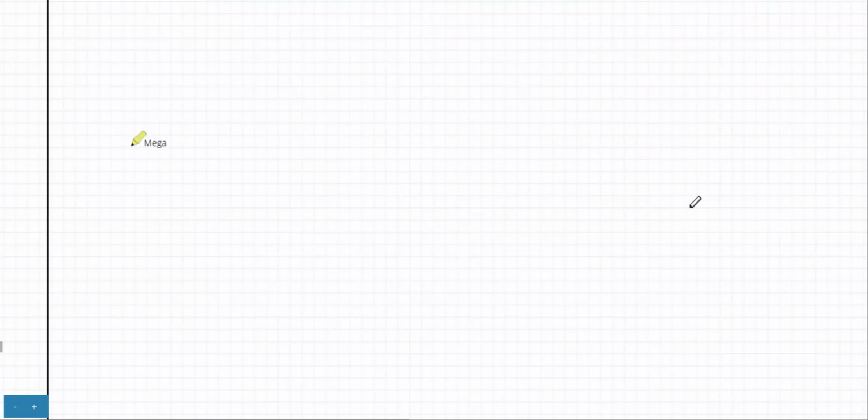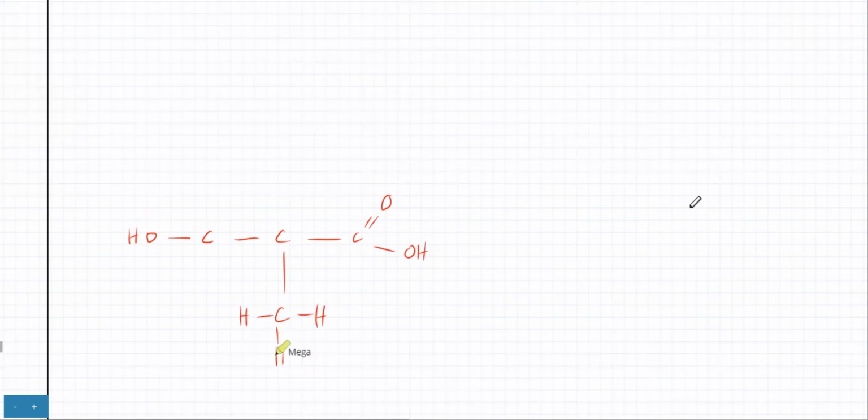Let's say I have this molecule. It has an alcohol group, and over here there is a carbonyl bond, C=O, and an OH group. Let's say there's a CH3 at the bottom, and there's an H and a CH2.